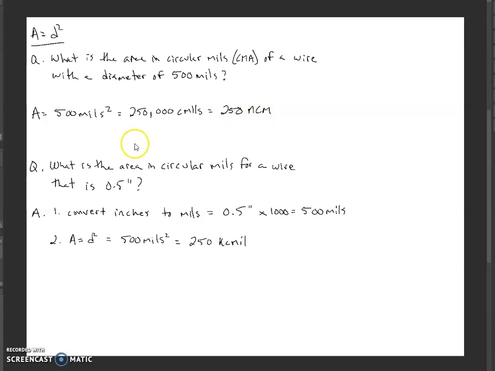And to elaborate on that, what is the area in circular mils for a wire that is 0.5 of an inch? Like I said, step 1, convert inches to mils. So we have 0.5 of an inch times 1,000, which gives us 500 mils. And then we can carry on, as we did in the first step, 500 mils squared gives us 250 kcmil or MCM.